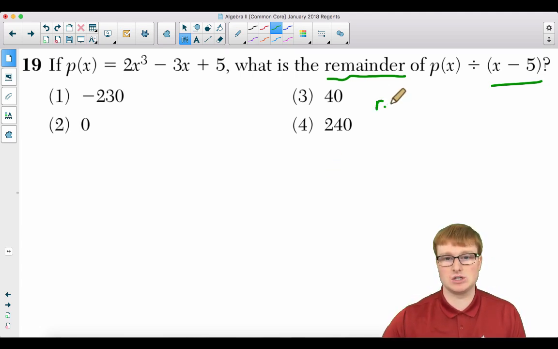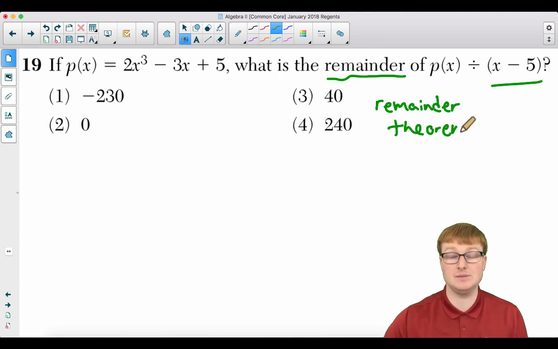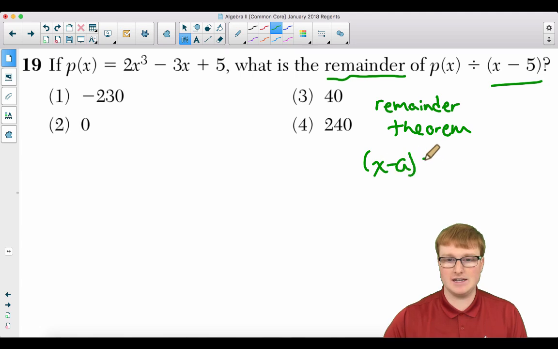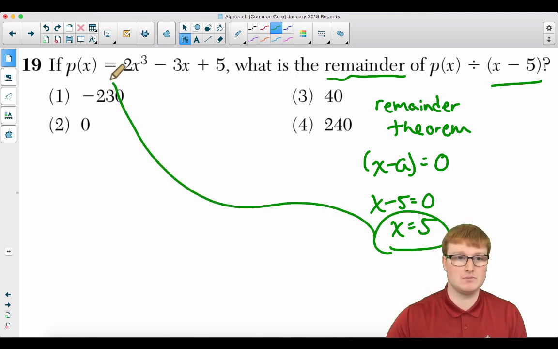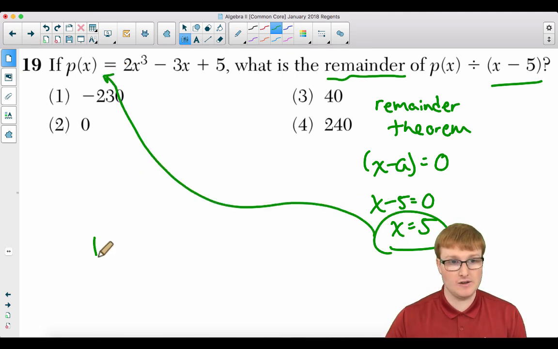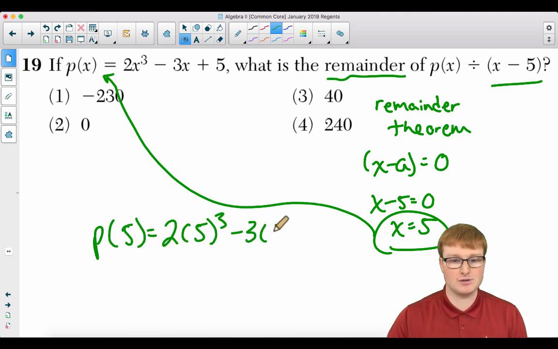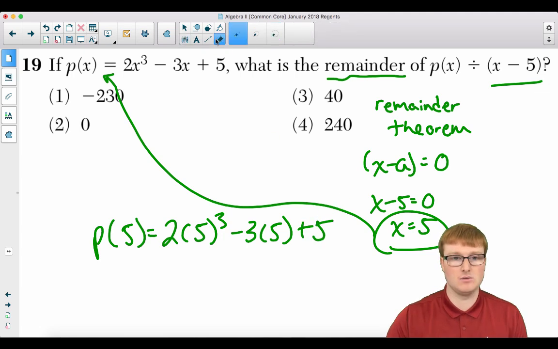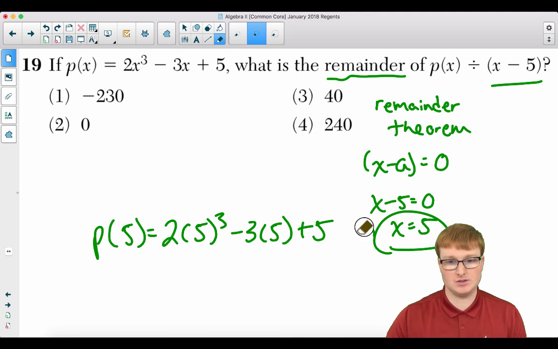Or you could actually use the remainder theorem. Honestly, I would use the remainder theorem. Seems most appropriate, right? So how do you do the remainder theorem? Well, if you have a binomial in the form of x minus a, set it equal to 0 and solve. So this is x minus 5, set it equal to 0, we get x is equal to 5. So we're going to take that 5, plug it in for p of x. All right, so you have p of 5 is equal to 2 times 5 to the third minus 3 times 5 plus 5.